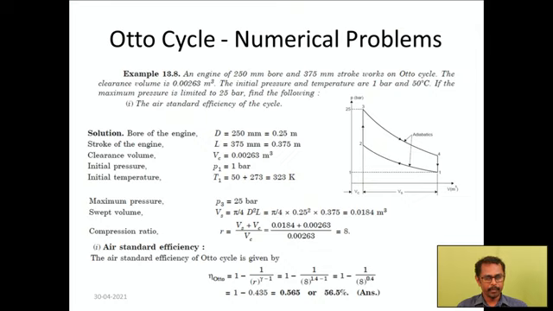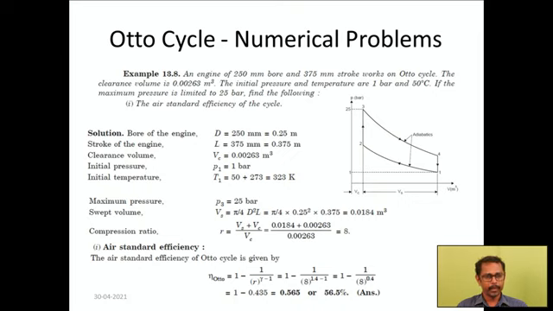And now we will see one more numerical problem in the Otto cycle. An engine of 250 mm bore and 375 mm stroke works on the Otto cycle. The clearance volume is 0.00263 meter cube. The initial pressure and temperature are 1 bar and 50 degrees Celsius. If the maximum pressure is limited to 25 bar, find the air standard efficiency of the cycle. For this, we should draw the PV diagram of the Otto cycle, in which V1 is the total volume, Vs is the stroke volume, Vc is the clearance volume. The maximum pressure is 25 bar.